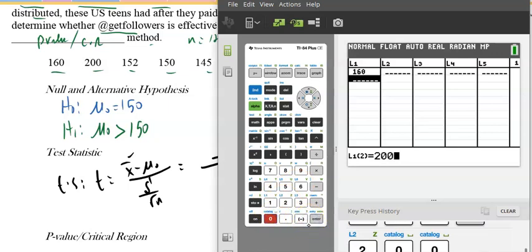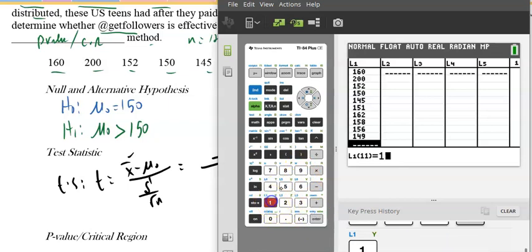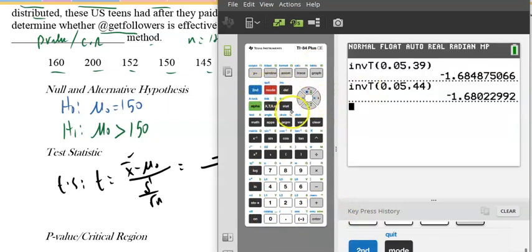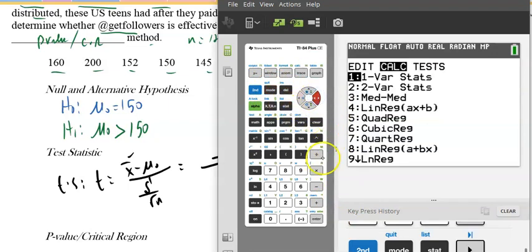200, 152, 150, 145, 151, 162, 158, 156, 149, 154, and 170. That's 12 of them. And I'm going to quit. Now I'm going to go to stat, calculate, one variable.